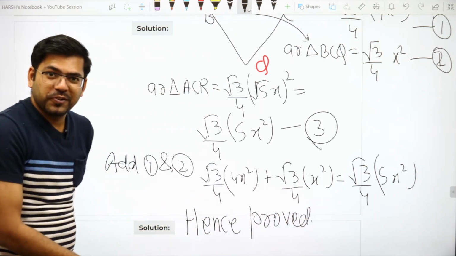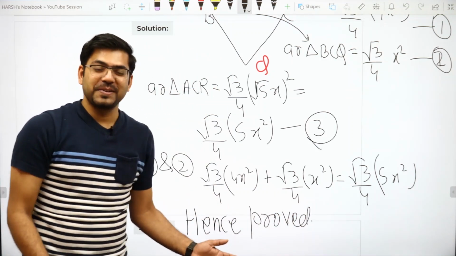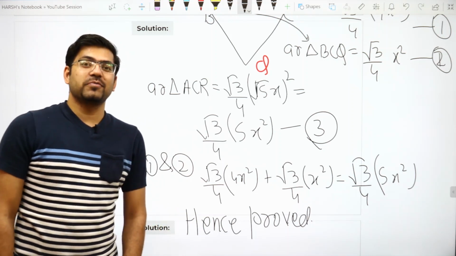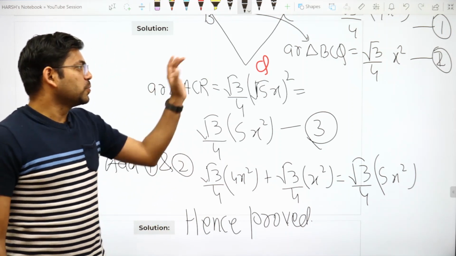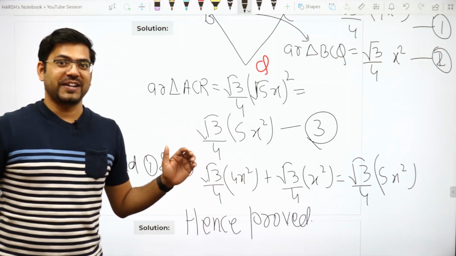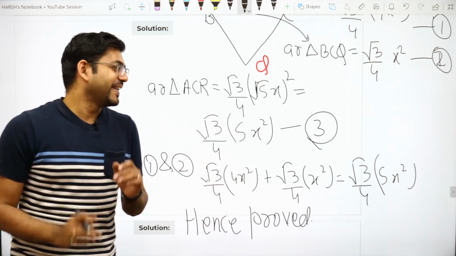This is the most beautiful statement, isn't it? "Hence proved" means we are done. Even if in our exams sometimes we do not know the answer, we just do some steps, and then in the end we just write "hence proved", so that the teacher should understand that yes, we have proved it.